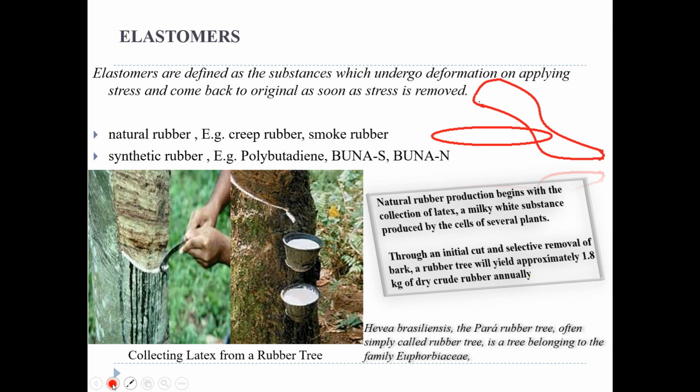Now we come to a very important polymer, rubber. Rubber is elastic. So this property of elasticity makes it come under the class of elastomers. So what are elastomers? These are the substances which have elasticity. That means they can be deformed on applying stress, and when you remove the stress, they come back to the original shape, right? Like the normal rubber band, right?